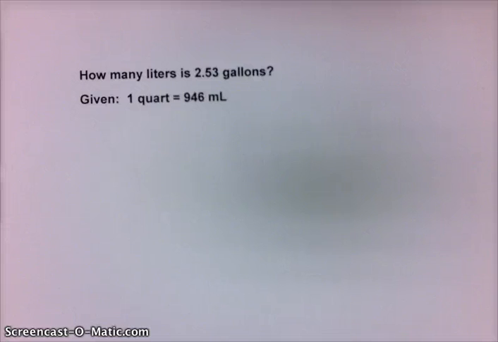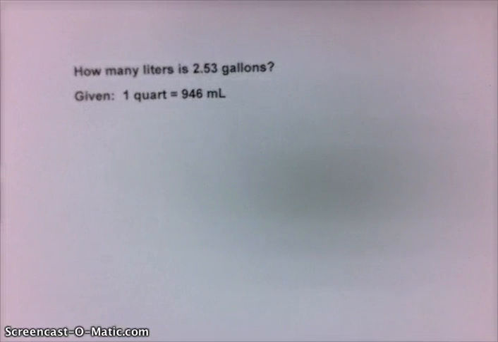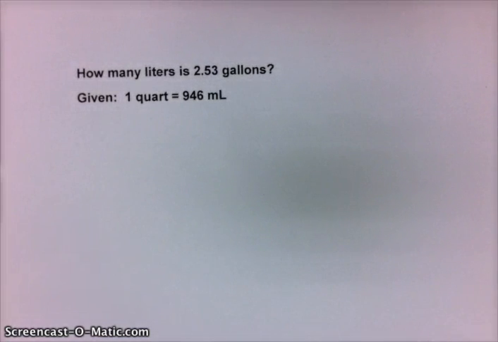Our third problem is, how many liters is 2.53 gallons? And we're given that a quart is 946 milliliters. So we're starting off with gallons. If we could get to milliliters, we could use that conversion factor to get to liters, which would be our answer. As always, what do we start with?